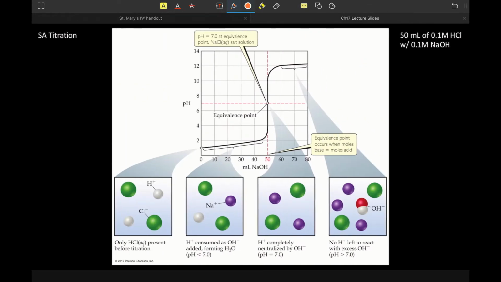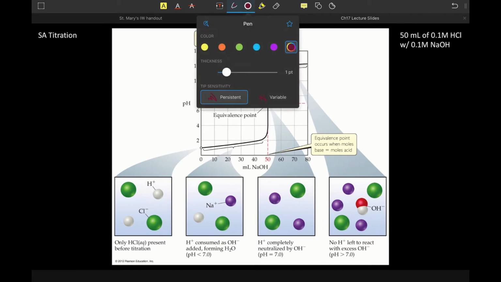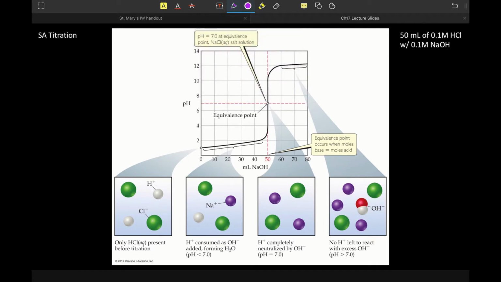All right, so let's talk a little bit about a strong acid titration. First of all, let's talk about our equation. So if we had a strong acid like we do over here, we have 50 mL of 0.1 molar HCl titrating with 0.1 molar NaOH. So if we think about our setup, this is in the burette, and in the vessel below, the flask or beaker or whatever, we have our HCl, 50 mL of it. And knowing the molarity and volume of NaOH added, we will be able to calculate the moles that are present in that HCl.